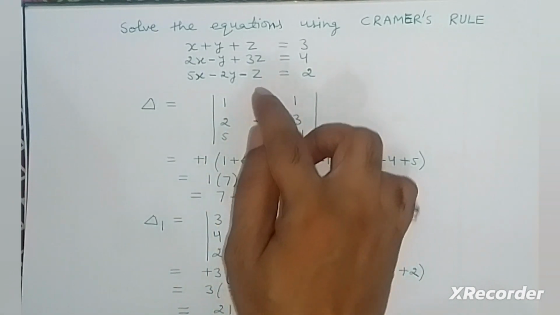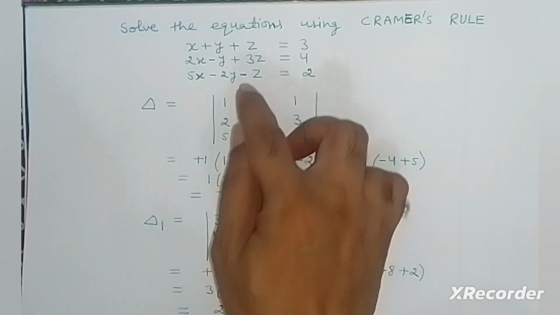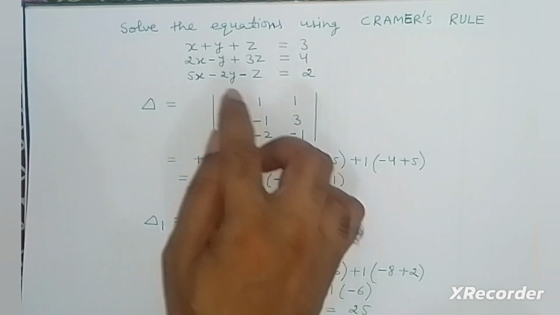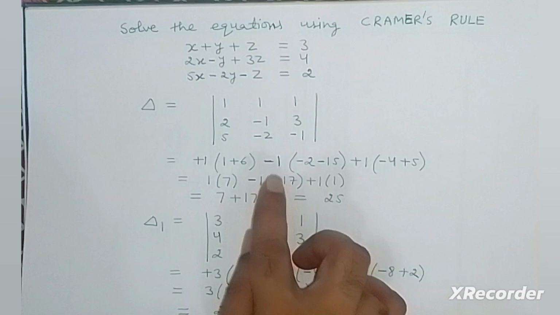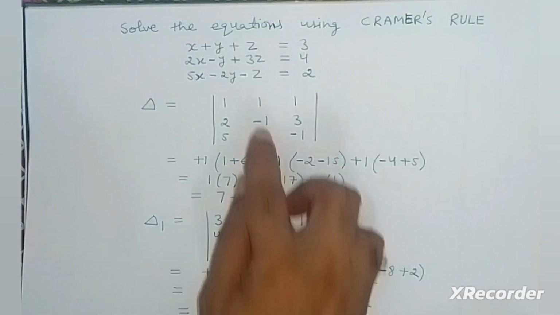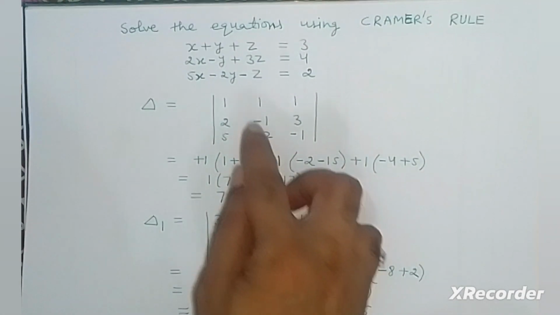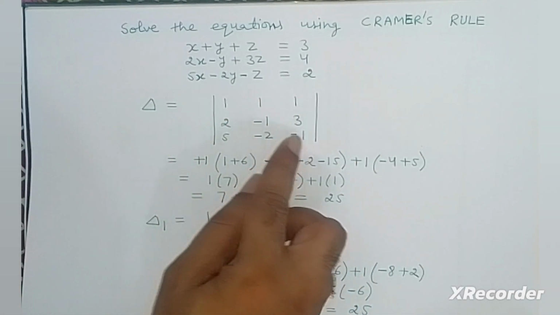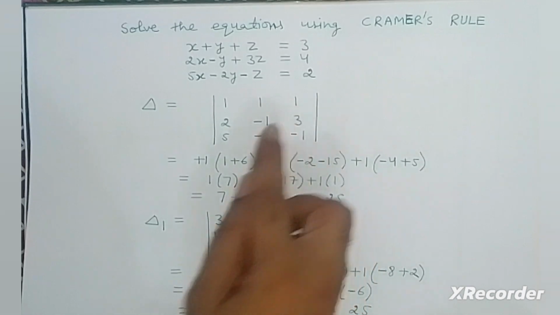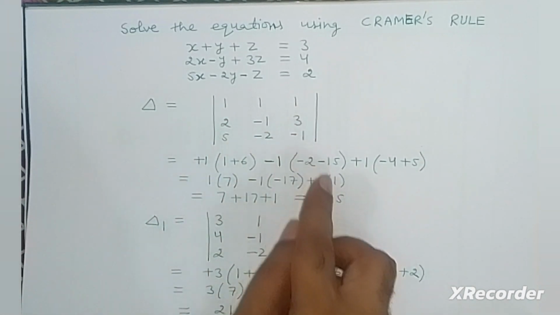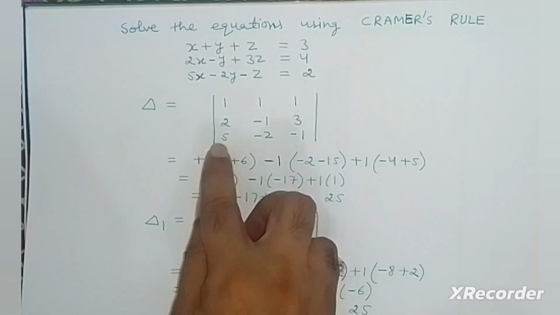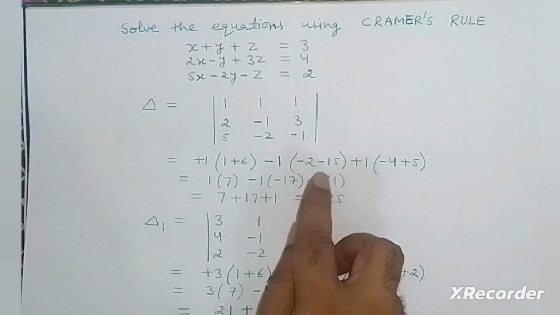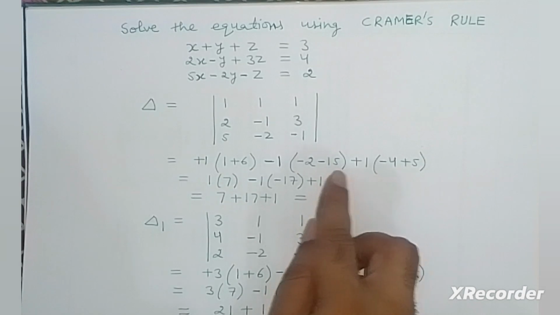Then second value is 1 and here the sign is minus 1 because plus minus plus, hence minus 1. Now we eliminate this column and this row, this column and this row. Now multiply 2 into minus 1 and 5 into 3. Multiplying 2 into minus 1 we get minus 2 and subtracting 5 into 3. 5 into 3 is equal to 15 and subtracting, hence we get minus 15.